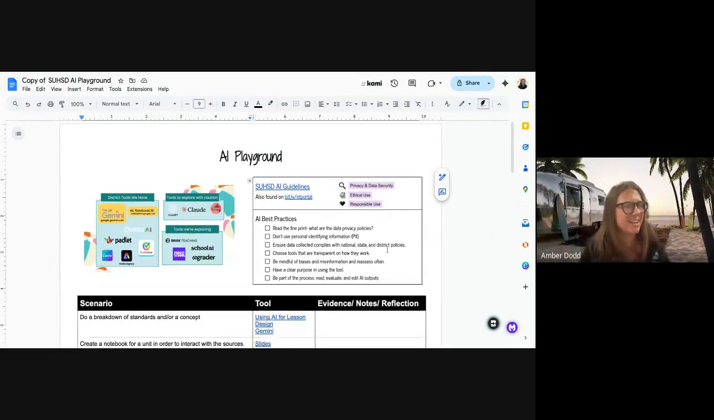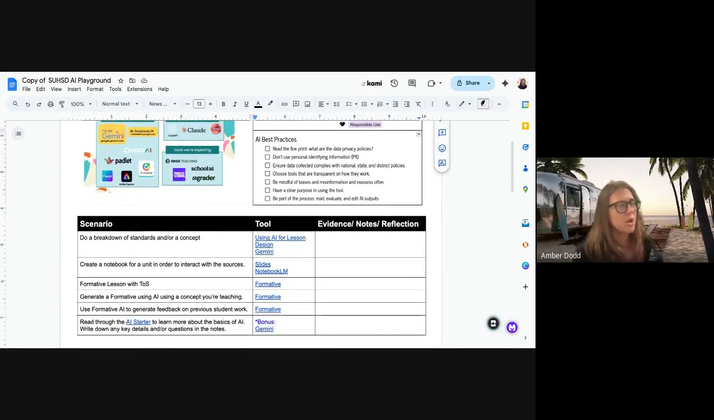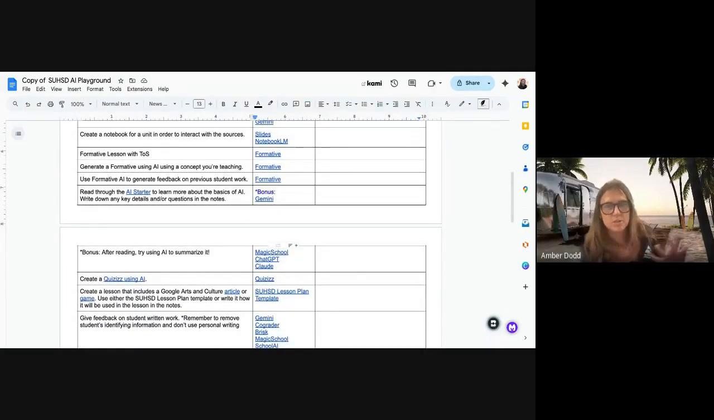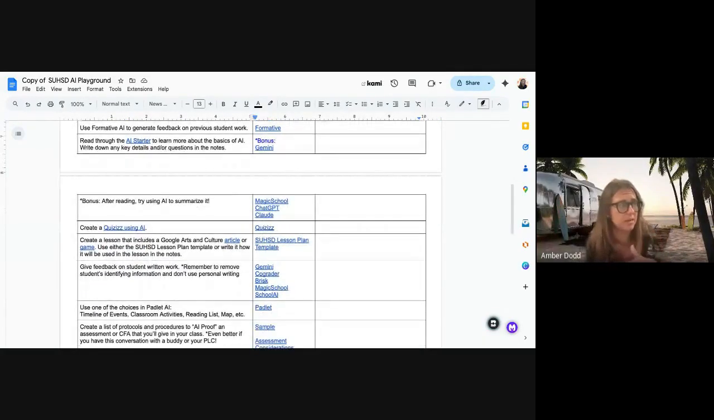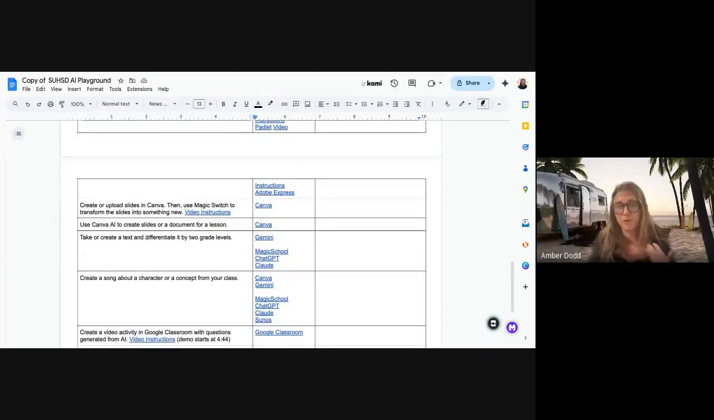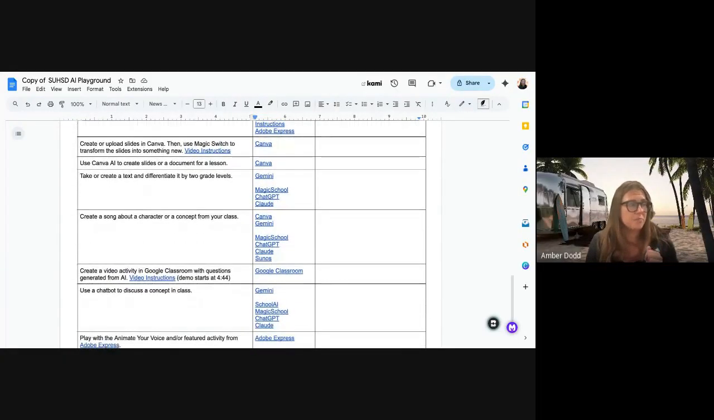But with this AI playground, again, we have our AI best practices. So no matter what you're using, make sure that we're following the guidelines here. But here are some scenarios that you can use, or if you just want to play around and explore, you can. Here are just some different scenarios to give some ideas of how we could be using AI. But this is really your time for the next half hour to explore, to look through it, to hopefully create something.